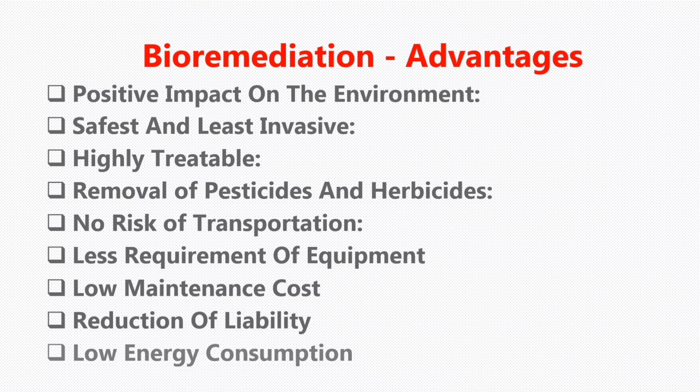Highly treatable. Organic pathogens, arsenic, fluoride, nitrate, volatile organic compounds, metals, and a variety of other pollutants such as ammonia and phosphates can all be treated by bioremediation. Removal of pesticides and herbicides. It works well to remove pesticides and herbicides from aquifers, as well as seawater intrusion. No risk of transportation. For the most part, work is done on site, avoiding the risks of transportation.